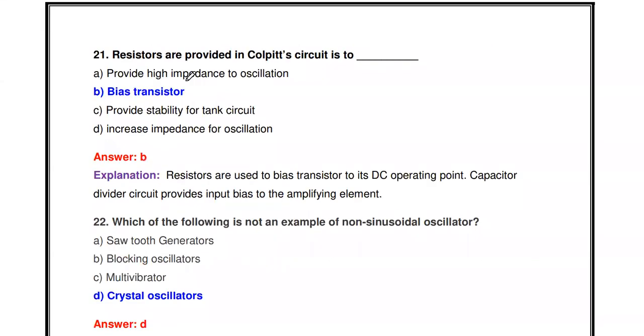Okay. The next thing, the resistors provided in Colpitts circuit are to dash. So in Colpitts circuit, resistors. Okay. Apart from the tank circuit elements L and C, in the transistor circuit there are many resistors: R1, R2, emitter resistor RE, collector resistor RC we are using. So what is the use of those resistors in a Colpitts circuit? In order to bias the transistor in a proper way. So the resistors are used to bias the transistor at its DC operating point.